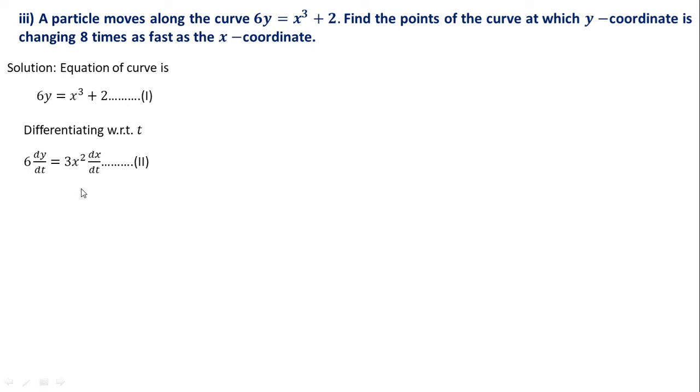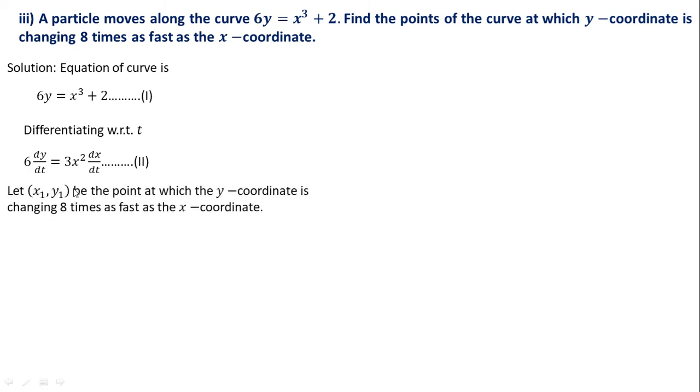Now further, how will you write here? See, first of all, we will consider that the point on the curve, suppose x1 y1, is the point at which the y coordinate is changing 8 times as fast as the x coordinate. It means we have to find out the value of x1 y1. So that's why we consider one point x1 y1 on the curve where the y coordinate is changing 8 times as fast as the x coordinate. Now see the next step.